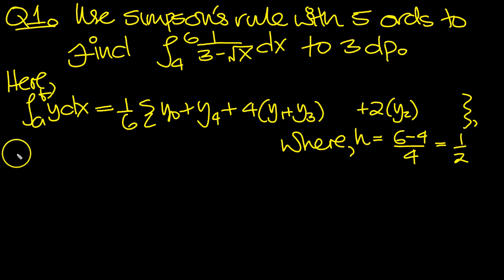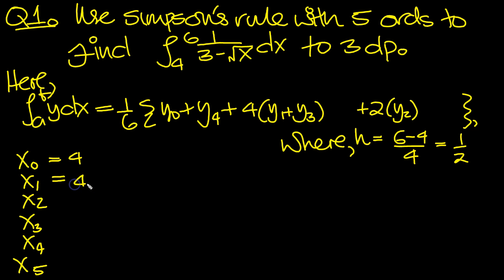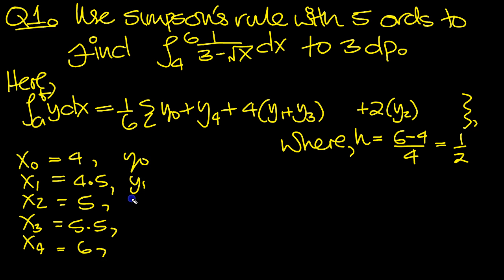Okay, this is what we need to calculate then. So we've got x0, x1, x2, x3, x4. h is a half. We're starting from 4, going up in halves: 4, 4.5, 5, 5.5 and 6. There's 5 ordinates, so we start from 0 and go to 4. There's the 5 ordinates, y0 down to y4.